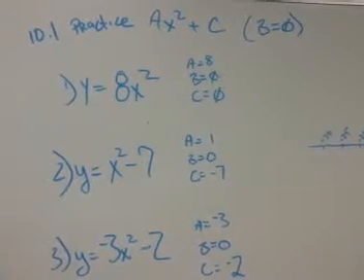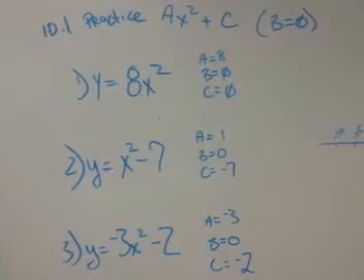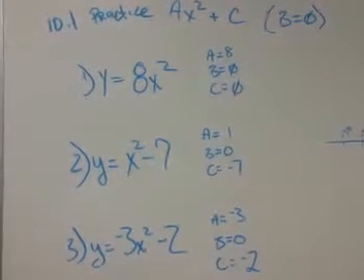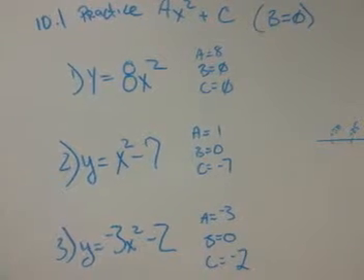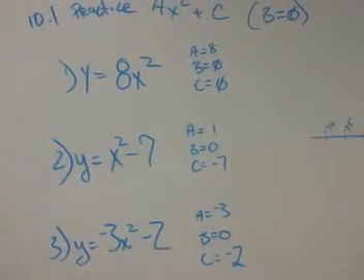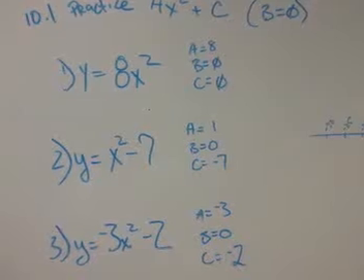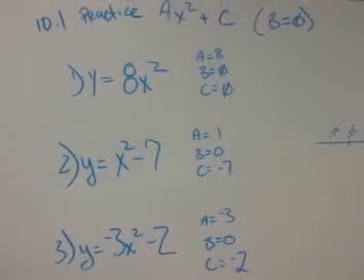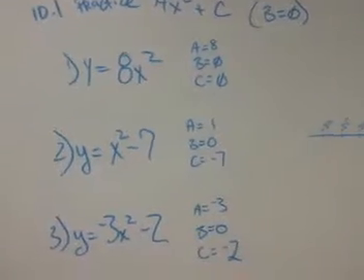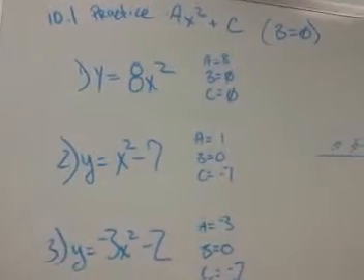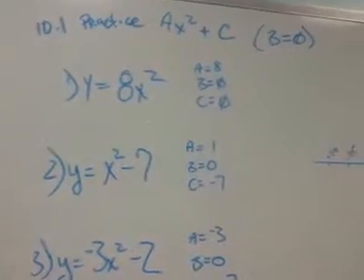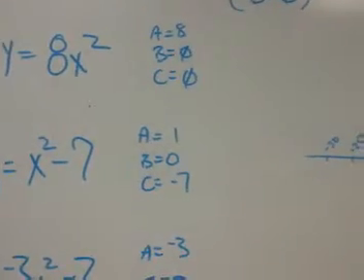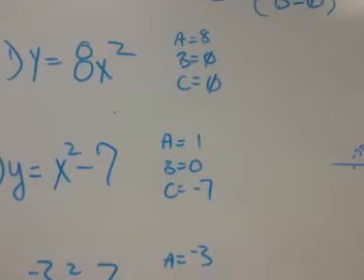Let's take this first one as an example. We want to graph y equals 8x squared. In this case, and I always like to identify the values of a, b, and c. So a equals 8, b is 0, and in this case c is 0. So if we were going to do that, with these equations, they're easy enough where you can just start out with a table.